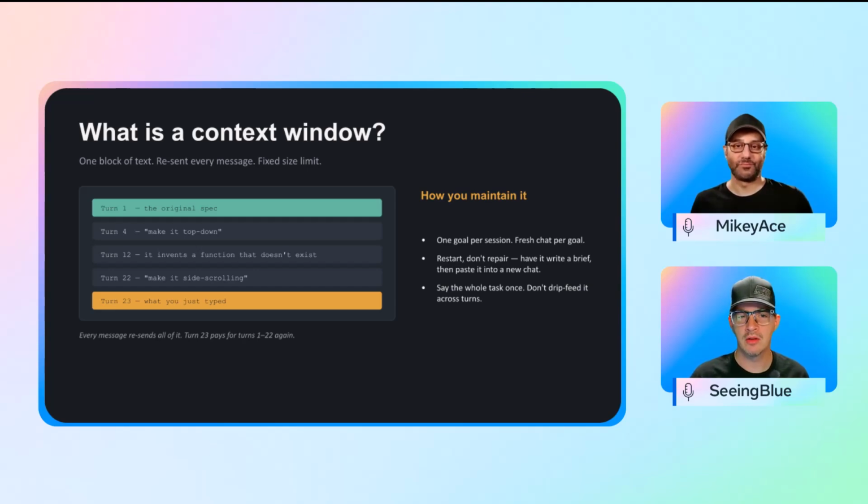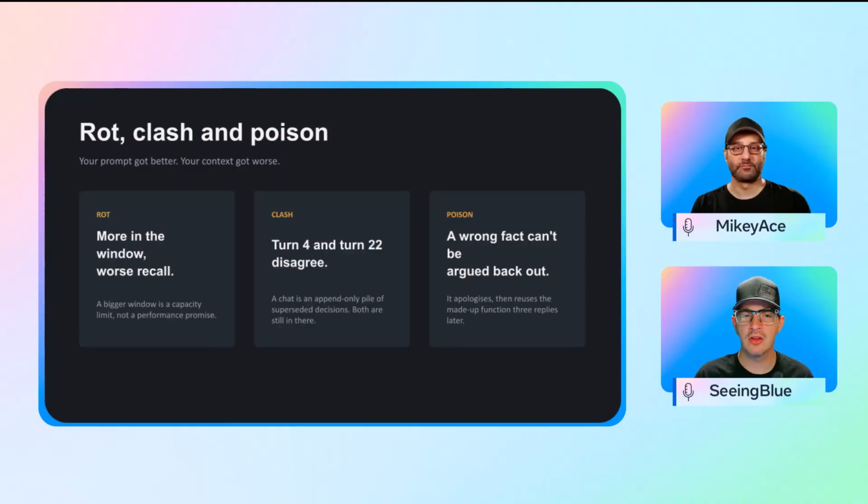So the next thing we want to take a look at is what happens when you fail to maintain your context window. Okay, so let's take a look at what happens if we fail to maintain our context window properly. The first one is rot, and it says more in the window, worse recall. And that's what I was talking about with our piece of paper analogy. The more information on that piece of paper, the more full that paper gets, the worse the model starts to perform. It starts to lose the information that was in the middle.